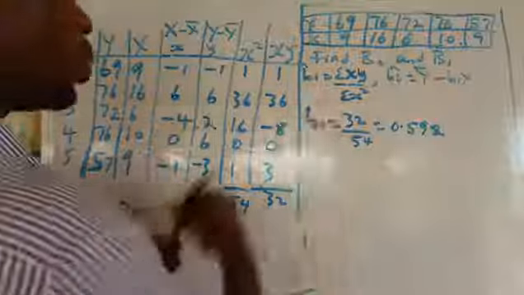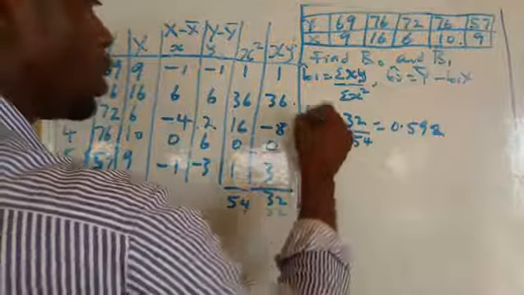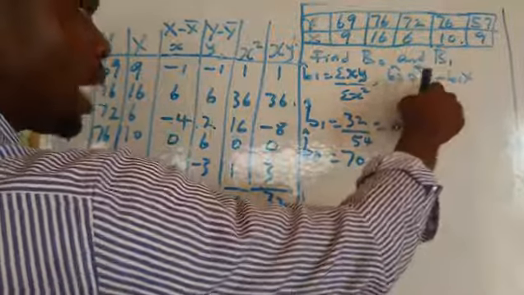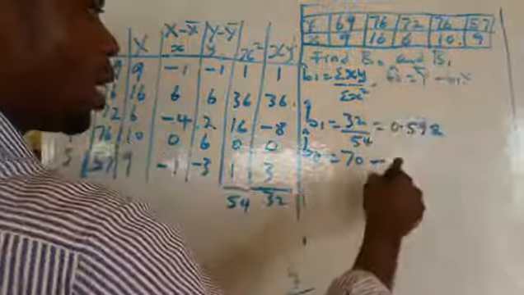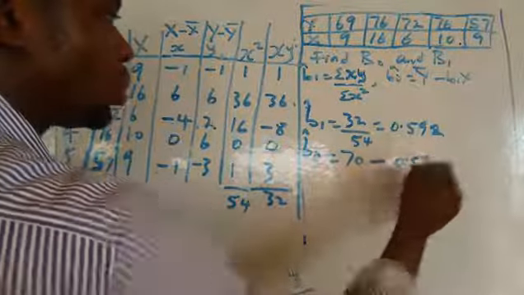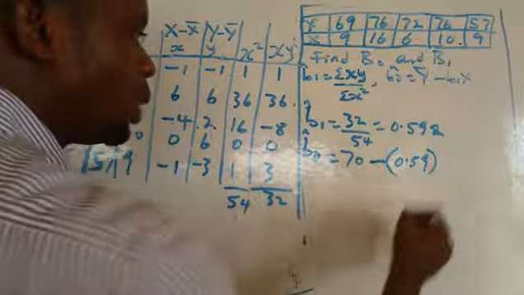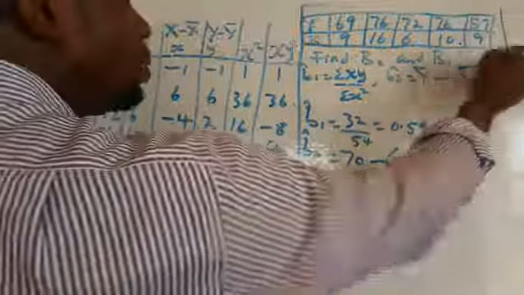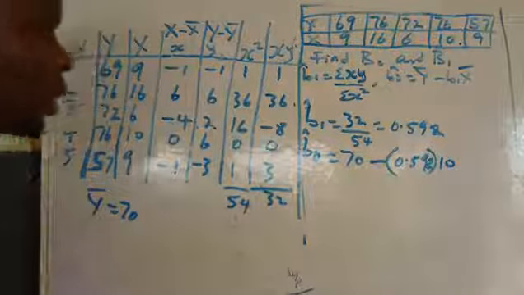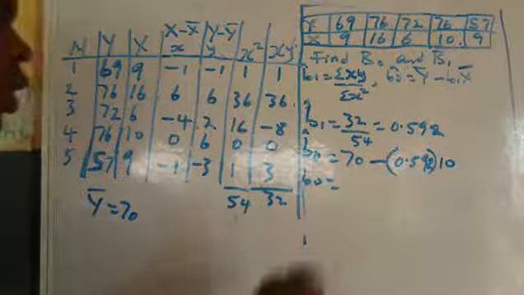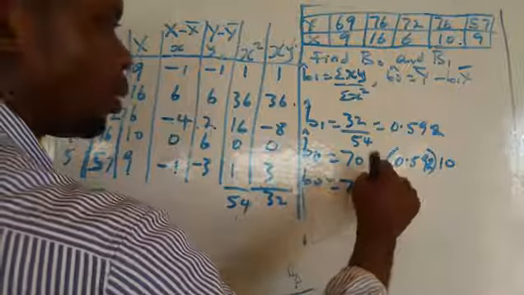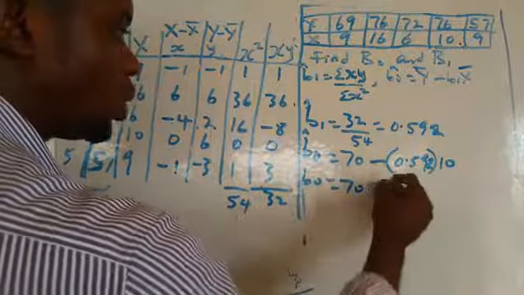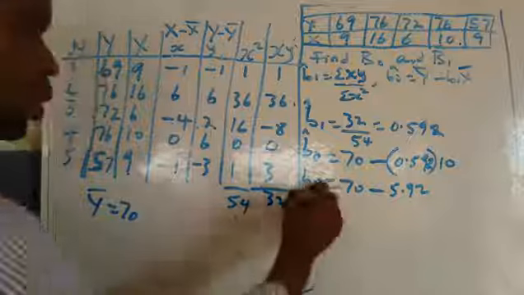Now, quickly, let's use our b naught. B naught equals the mean of y, which is 70, minus b1. What's our b1? b1 is 0.592. I put it in brackets so I won't make a mistake of sign. Then times the mean of x, which is 10. So our b naught equals 70, this minus times plus is minus, then that is minus 0.592 times 10. That's going to be minus 5.92.